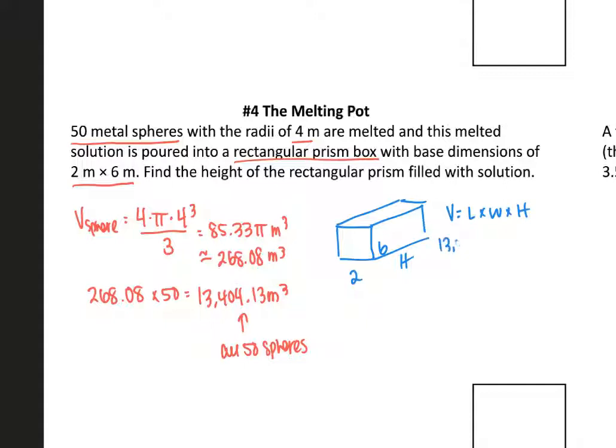So it's going to be 13,404.13 equals 2 times 6 times h. So this is 12. So we're going to divide both sides by 12, and that's going to give us our answer. So when we divide that answer by 12, we get 1,117.01, and our units in this case are meters.